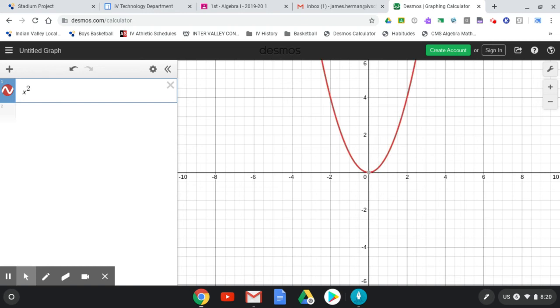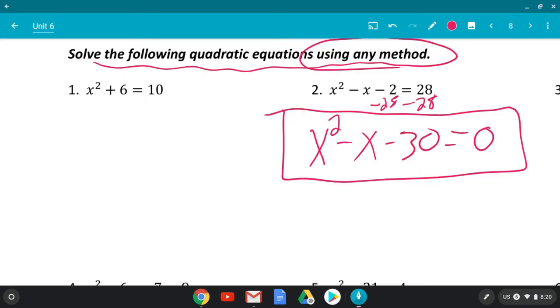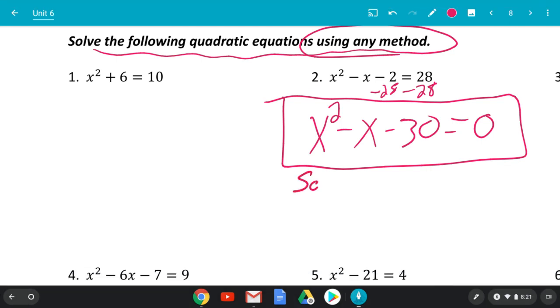Oops, thank you. I don't have my glasses on, sorry. Minus x minus 30. What are my solutions? Here and here. What are they? Negative 5 and 6. Now I'm going to be a little specific with this. My solutions are negative 5, 0, and 6, 0. Everybody agree with that?